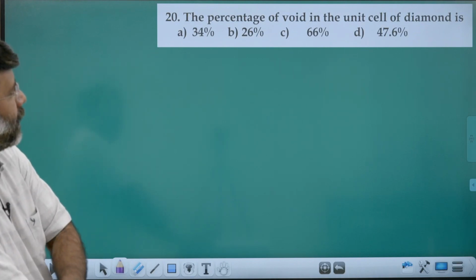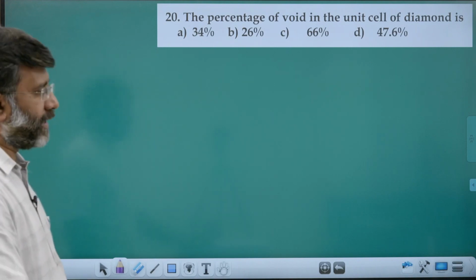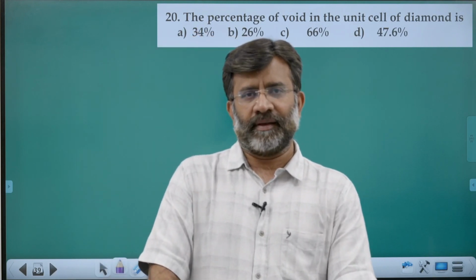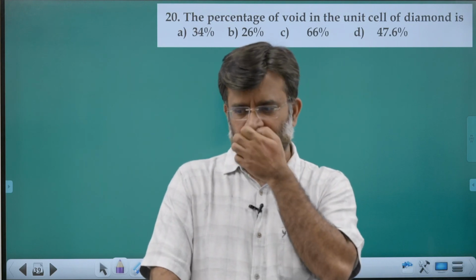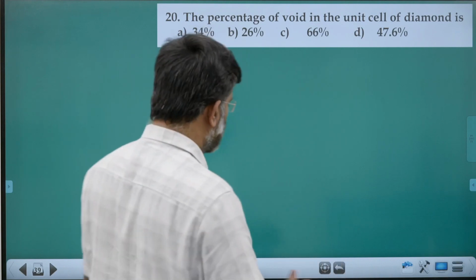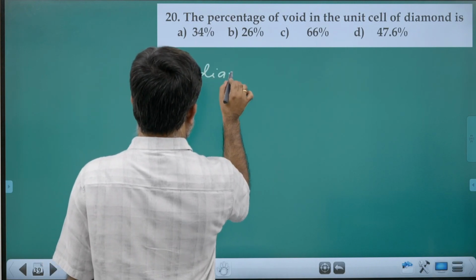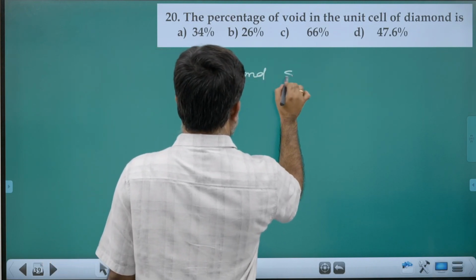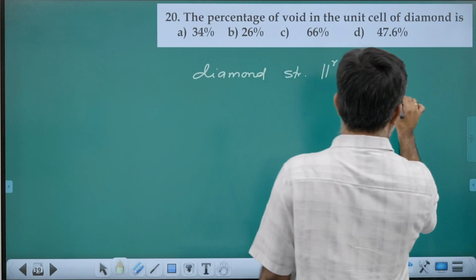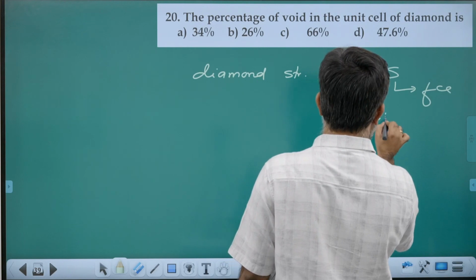Percentage void in the unit cell of diamond is asked. You know what the arrangement of diamond is? Diamond is similar to the zinc sulfide structure. So the diamond structure is similar to the zinc sulfide structure, where sulfur goes for FCC and zinc is available in alternate tetrahedral voids.